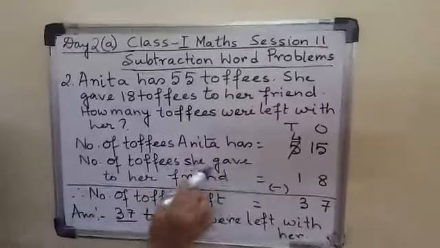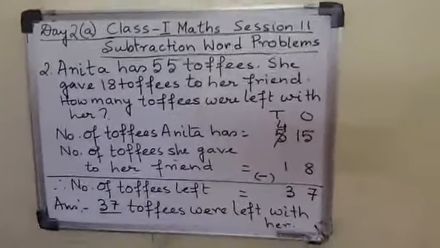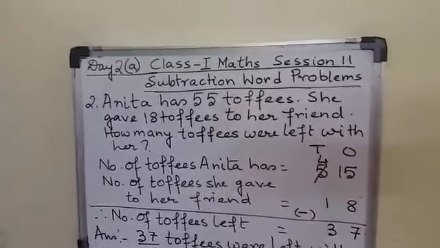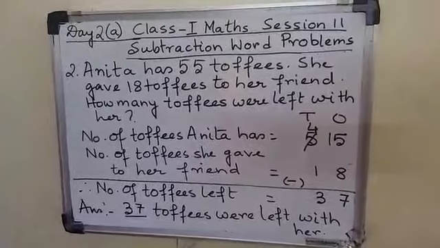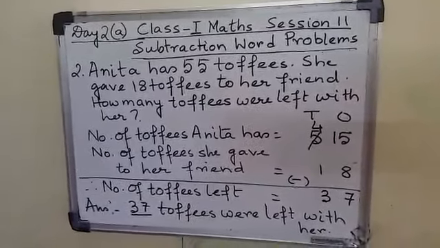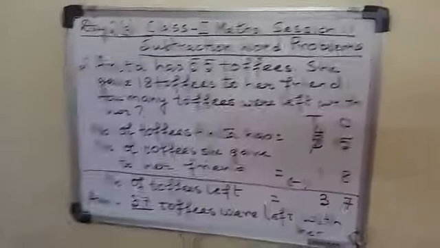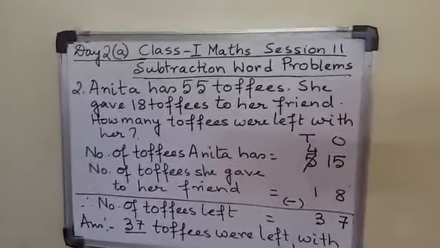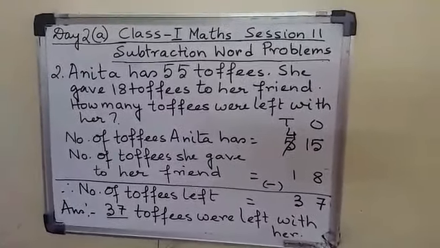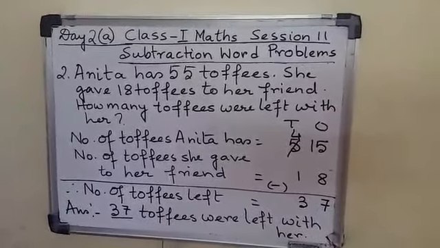Alright, if you cannot write down the statement in one line, you can go to the next line and also write. So number of toffees she gave to her friend equals to 18. What will it be? It will be subtraction. So put minus sign in the bracket. Next line you write down, therefore number of toffees left equals to, what? You do the subtraction as you have done in the borrowing sums. So it comes to be 37. So you write down your answer, 37 toffees were left with her.